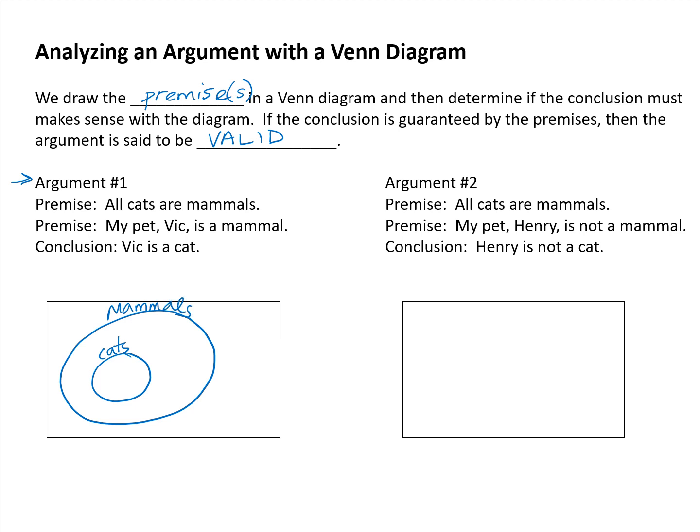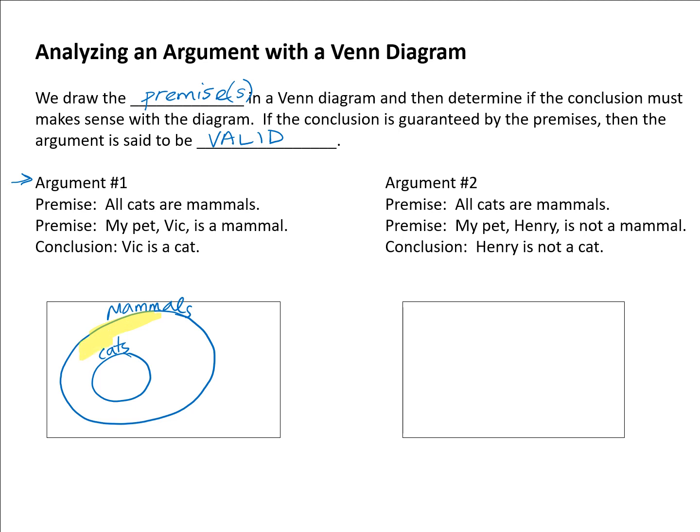The next premise is a little bit different because it's talking about a single individual. My pet Vic is a mammal. So Vic is an object that would go into this picture. So let's think about where Vic might be. If Vic is an animal, Vic has to be within the mammal circle.